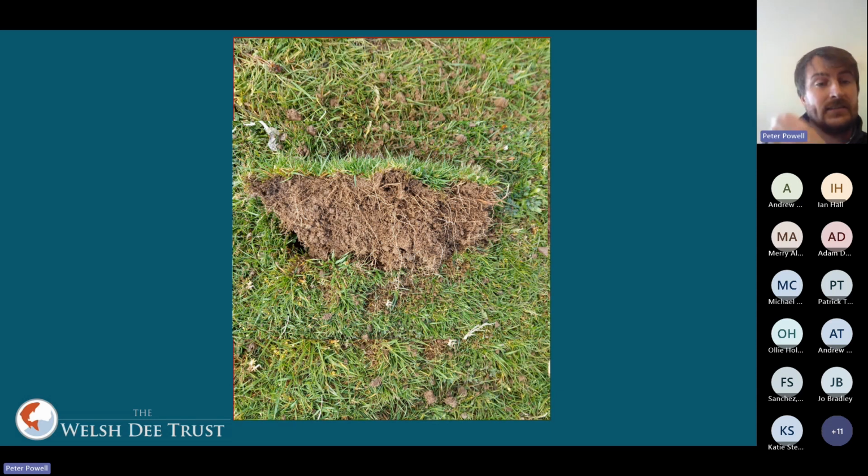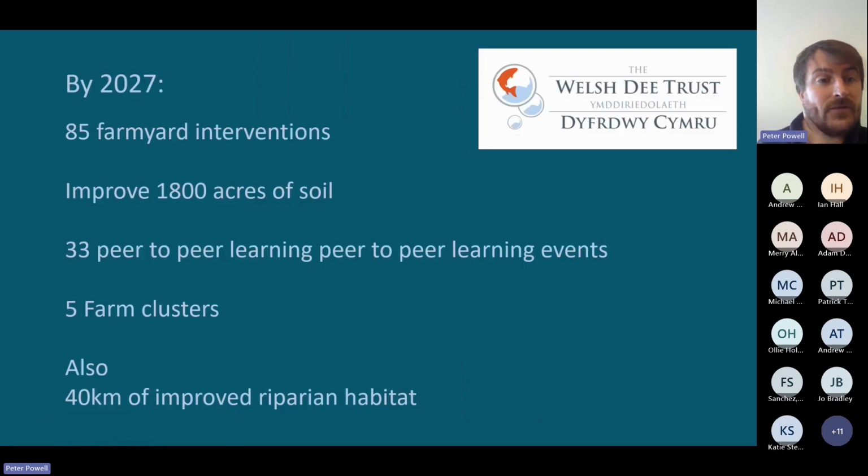So this is a compacted soil, and this is a sort of uncompacted soil. The more uncompacted and healthier our soils are, the more tolerant they are to having phosphorus put on them. It means we're less likely to get phosphorus lost from the fields into watercourses from heavy rainfall or accidents.